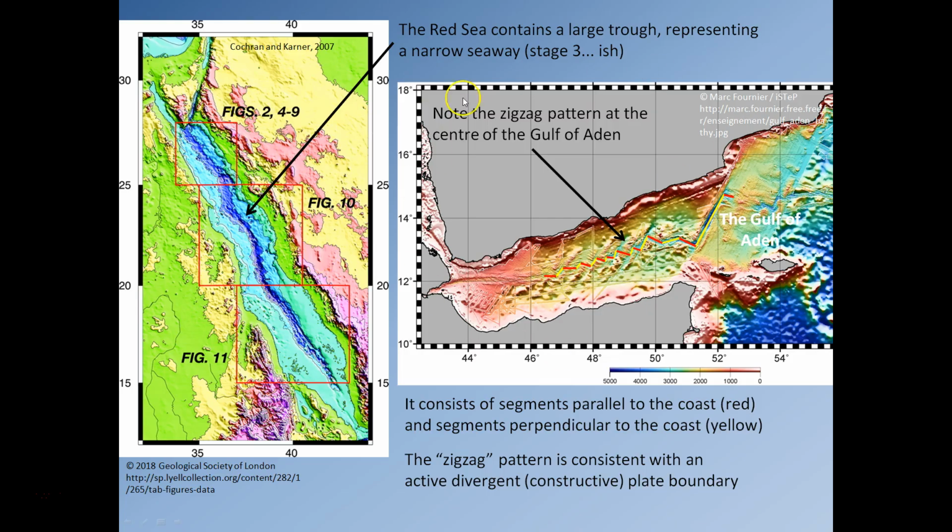And then down here we have the Gulf of Aden. So this is a topographic map of the Gulf of Aden, and it shows you this classic zigzag pattern that you get with these mature spreading ridges.